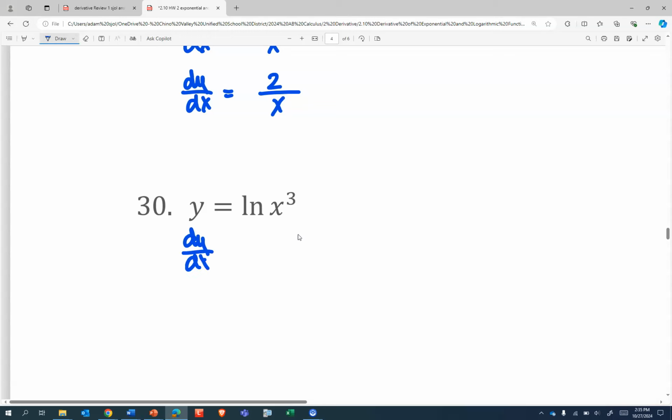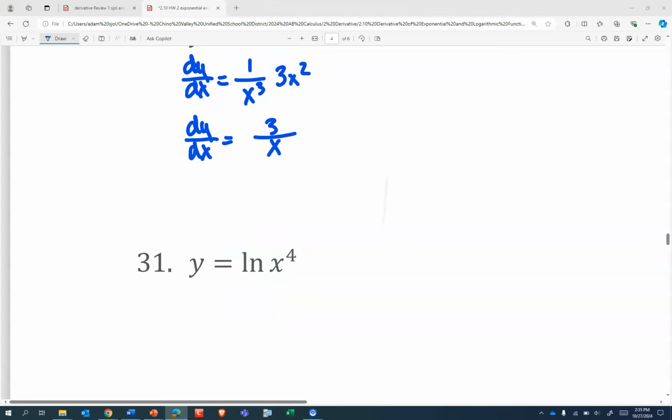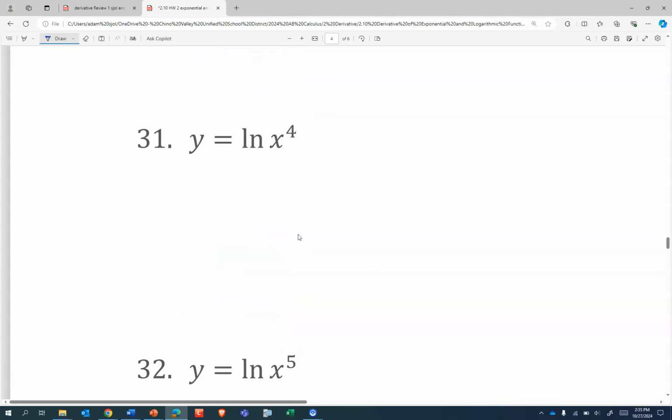So here, dy dx is, hopefully you know we're going to get 3 over x, or at least I think we are. Derivative of natural log of something is 1 over that something. That something is x cubed, which has a rate of change of 3x squared, and so we get 3 over x. So here you should be thinking derivative of natural log of x to the 4th should be 4 over x. Let's see, 1 over x to the 4th, chain rule for x cubed. And we do indeed get 4 over x.